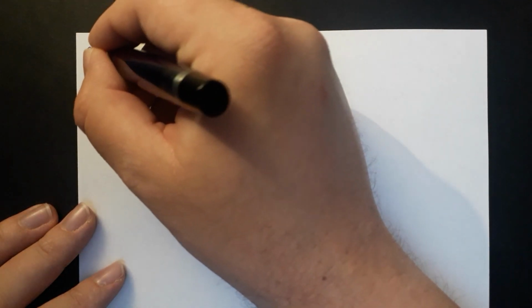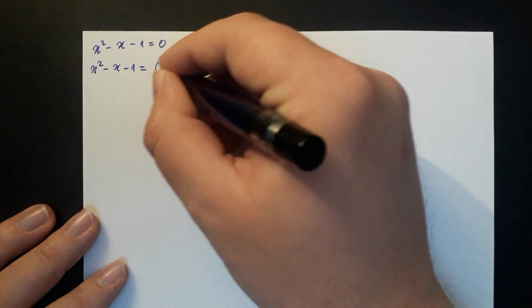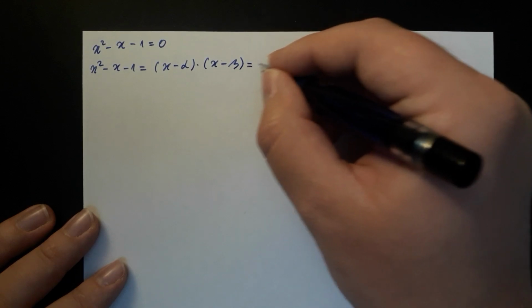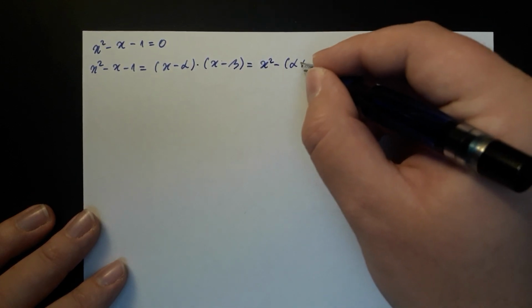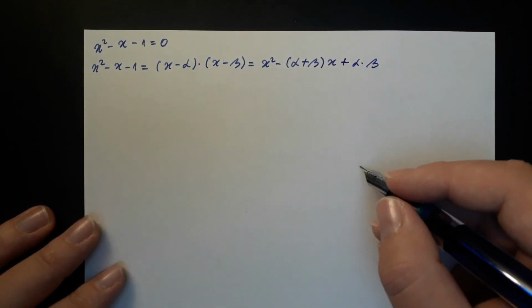So far, we always had the sum to be an even number, so we have never encountered any problems with dividing it by 2. What happens when that sum is an odd number? So let's look at the equation x squared minus x minus 1 is equal to 0. We are going to write x squared minus x minus 1 in the form of (x minus alpha) multiplied by (x minus beta). This is x squared minus (alpha plus beta)x plus alpha multiplied by beta.